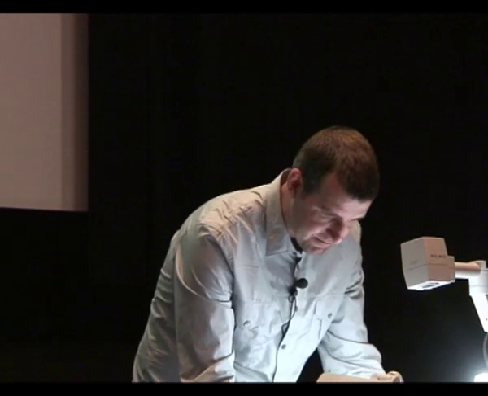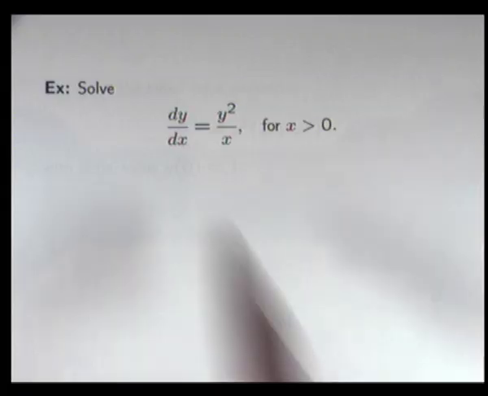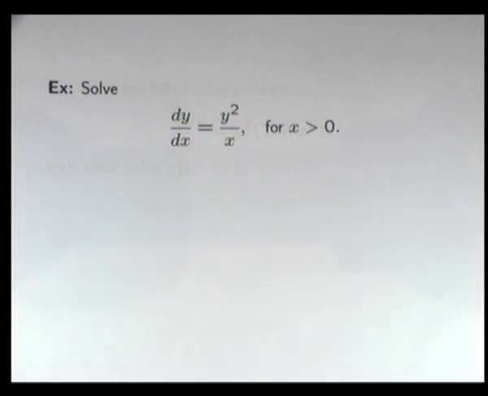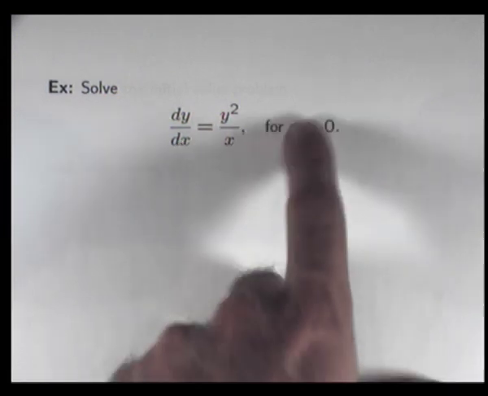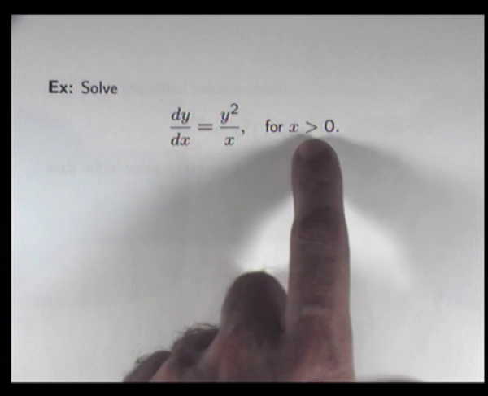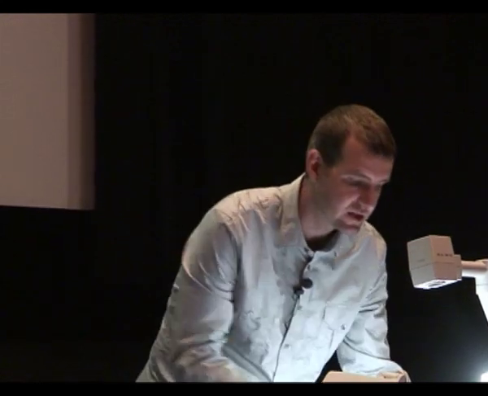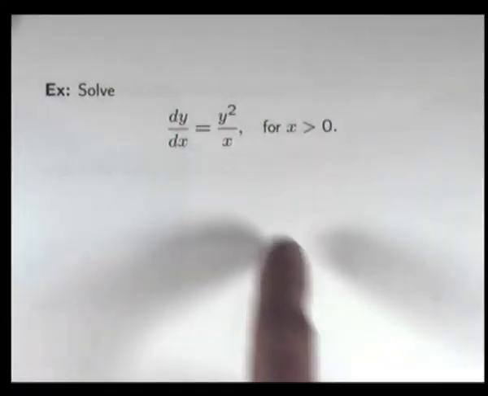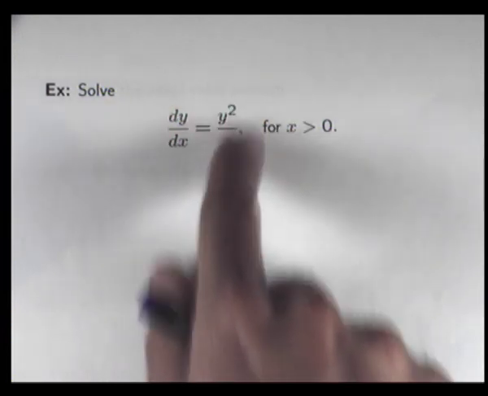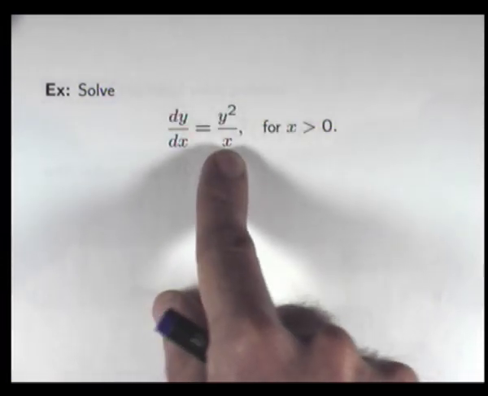All right, let's look at this particular problem. Solve this separable differential equation for x greater than 0. Now, we wouldn't expect the solution to this problem to exist at x equals 0 because the differential equation isn't defined at x equals 0. So we wouldn't expect a solution to exist there. The solution might exist for positive x and negative x, but not at x equals 0.